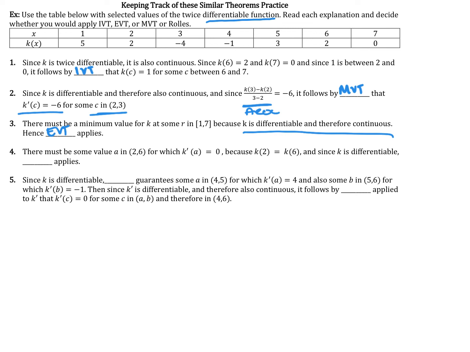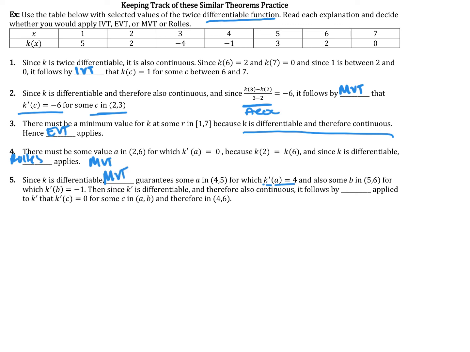Number 4, there must be some value A on the open interval for which K prime of A equals 0 because K of 2 is equal to K of 6. And since K is differentiable, this is Rolle's theorem. And you could also say this is the mean value theorem because it applies in the same way. But specifically, it's Rolle's theorem. And then our last question, since K is differentiable, something guarantees a value for which the derivative equals 4. That's going to be our mean value theorem.